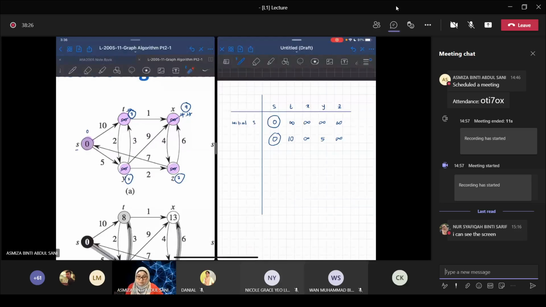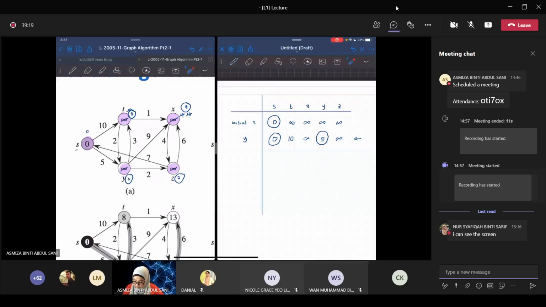Now we are going to look at this list and try to see which one has the smallest distance. At the moment we see that Y has the smallest distance, so we're going to process Y. Y can go to T with the value of 3. So we try to add 5 plus 3, which is 8. And you see Y to T currently is actually 10, right? Here in the table.